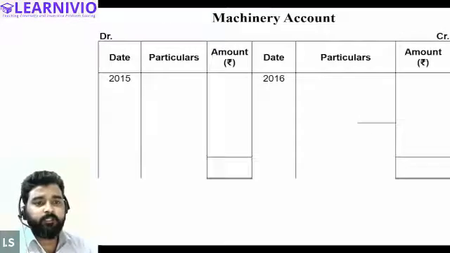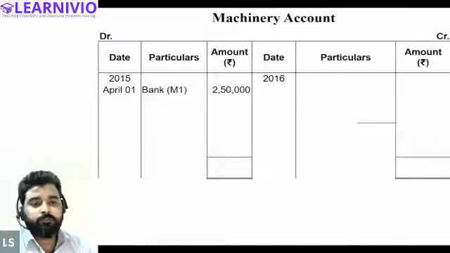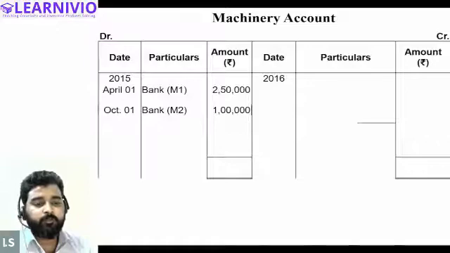So we have already made the account for the first year. We bought a machinery for 2,50,000 in the month of April. Then we bought a machinery again on October 1st for rupees 1 lakh.